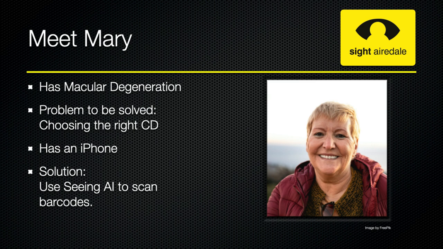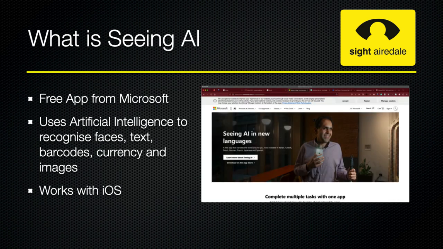In this video, we'll show how Mary can use her iPhone, Siri and Seeing AI to tell her what CD she is holding. First of all, what is Seeing AI? Seeing AI is an app developed by Microsoft that uses artificial intelligence to recognize text, currency, phrases and products and then speaks the result to you.